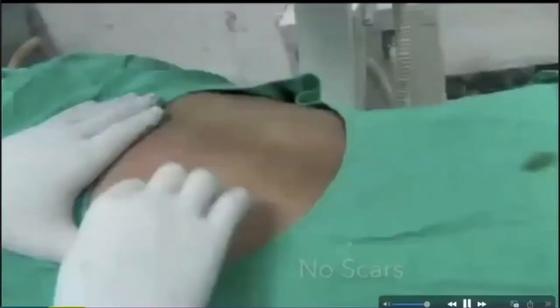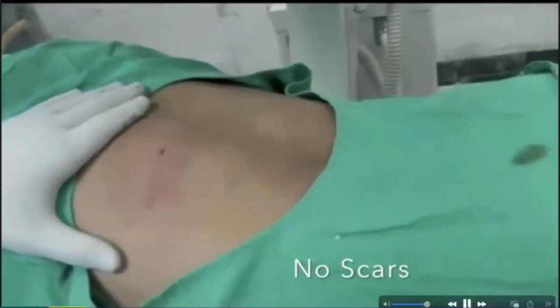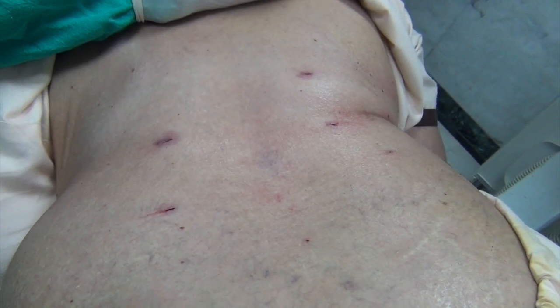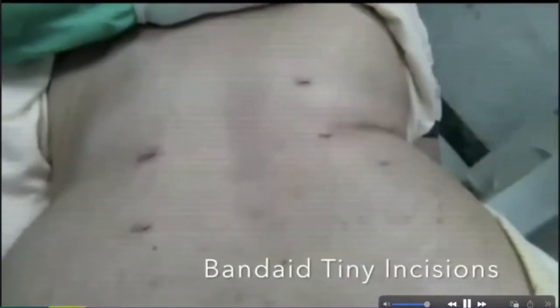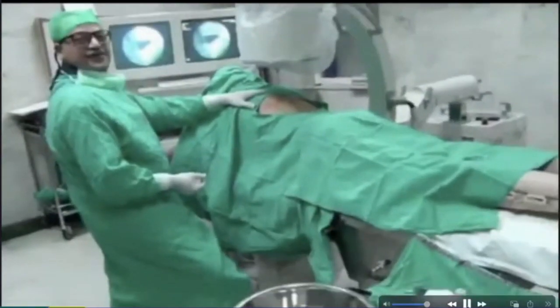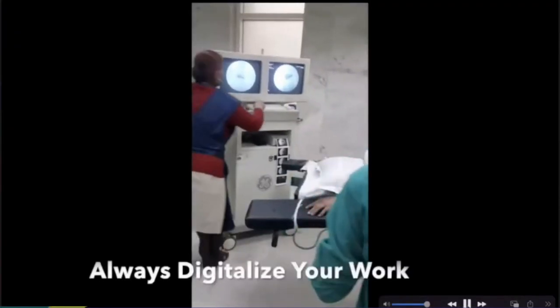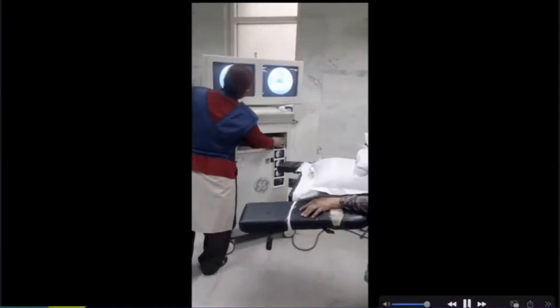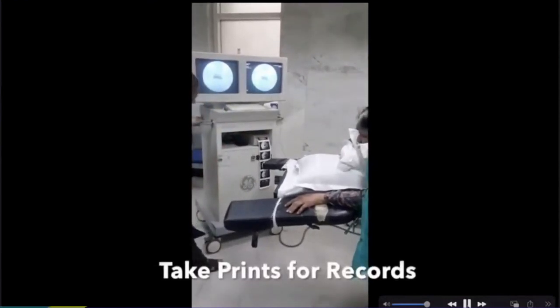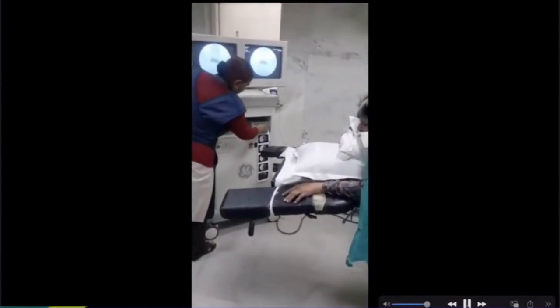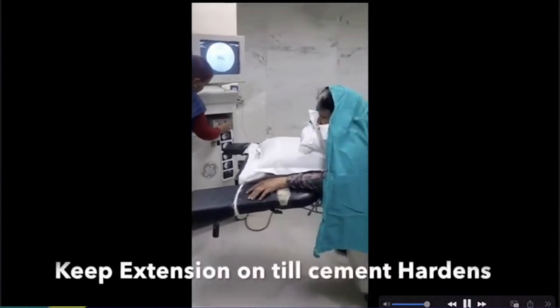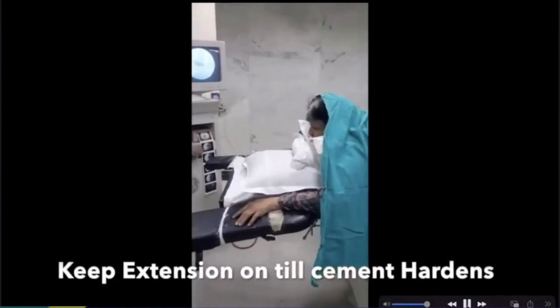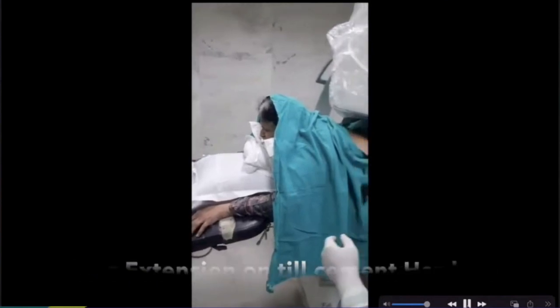Very important, because the cement inside the body and outside the body should look alike, the same. You can find out when it's hardening from outside. Always relish your work, you know. Keep digitizing your work and keep digitizing your own photograph also. Because after all, life is one life to live. You have to maximize. So keep enjoying your good work. So keep the extension on till the cement hardens, because you don't want to load the cement once you put it inside.